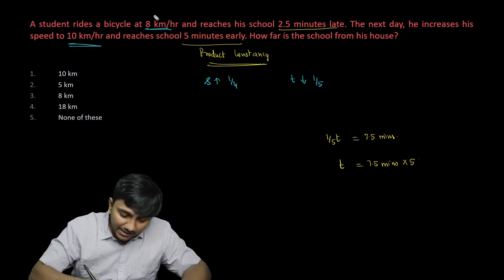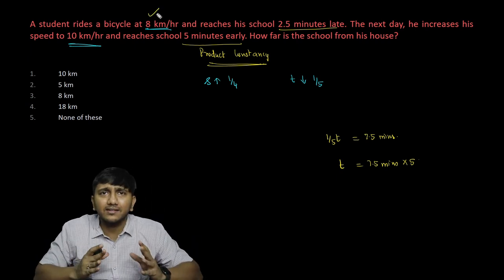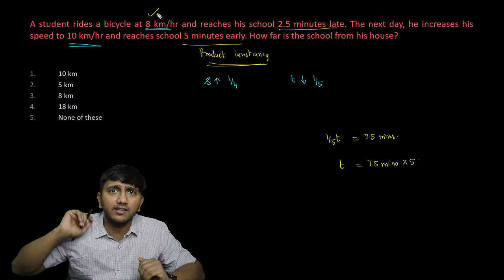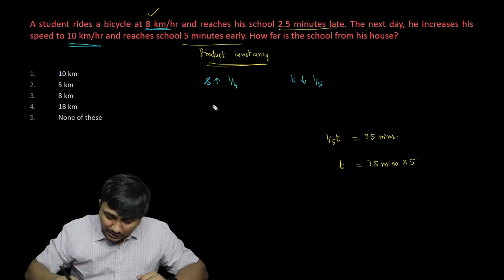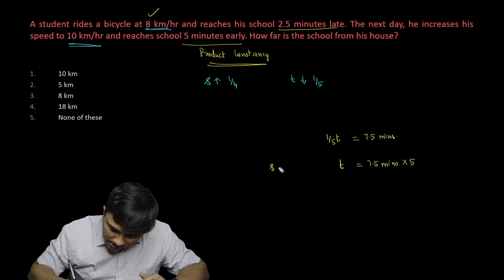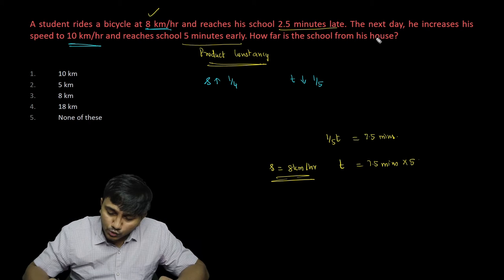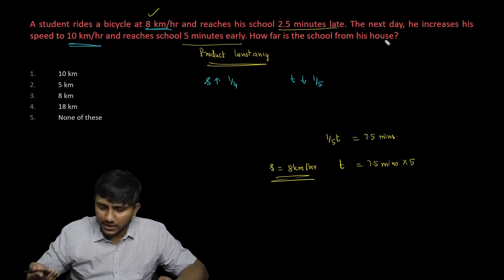At what speed? At this speed, because that is our initial speed from where we are increasing 1/4, right? That is the original speed. So time is equal to this when speed is equal to 8 km/h. Now what is the question? How far is the school from the house? We just have to multiply speed into time.